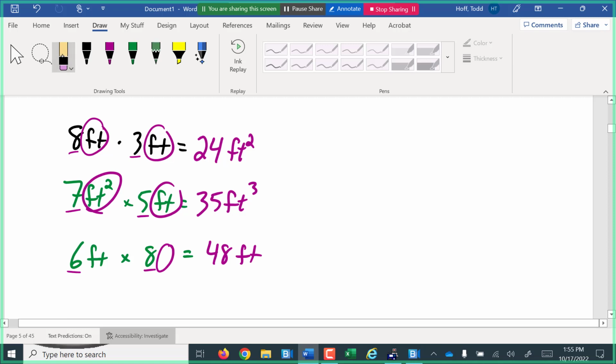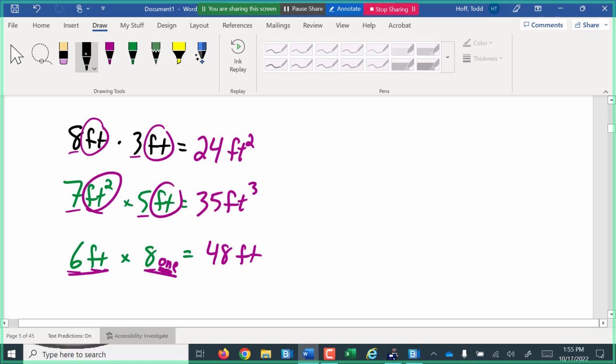Technically what's going on there is the units here are ones. This is 6 feet, this is 8 ones. And anything times a 1 is itself. So feet times ones is still just feet. So then the opposite happens when we go to divide.